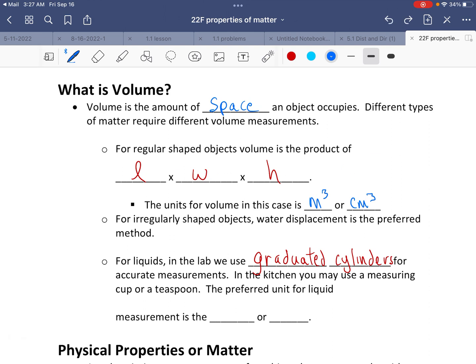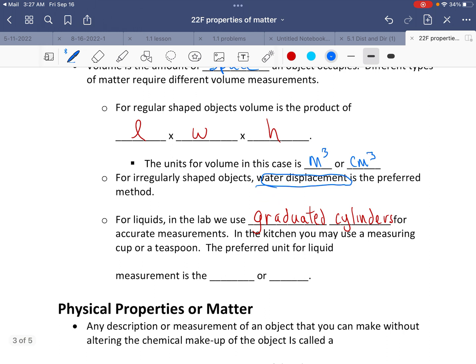For irregularly shaped objects, we use the water displacement method, where you have a container with a certain amount of water in it marked off, and then you put the object in, and it raises the water level to a new volume. You take the difference in those two volumes, and that will give you the volume of the irregularly shaped object. For liquids, we use graduated cylinders.